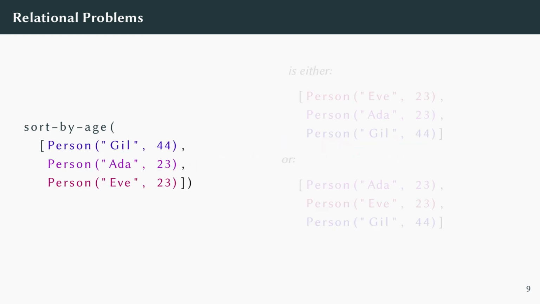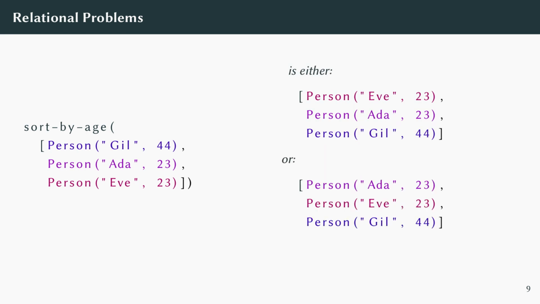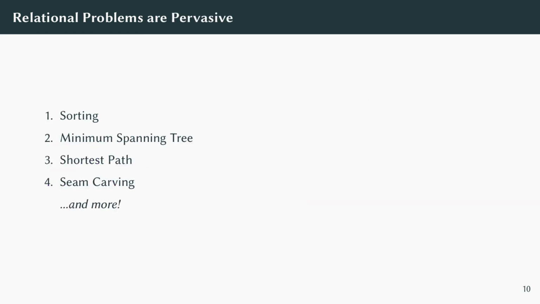But for any input that has two people with the same age, the output is uncertain. On this input, an implementation might either order Eve before Ada, or Ada before Eve. Sort by age isn't a function, it's a relation. And property-based testing, in which we construct predicates that relate inputs to their valid outputs, gives us a tool for testing such specifications.